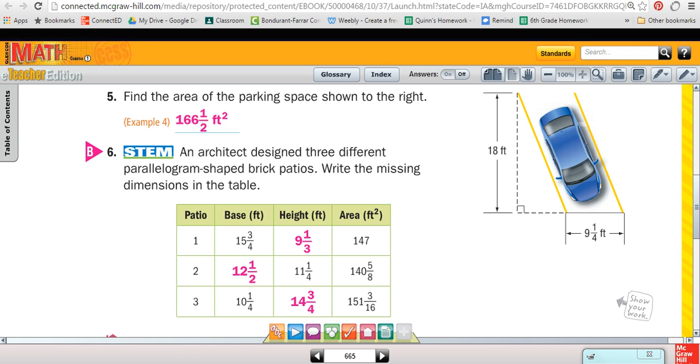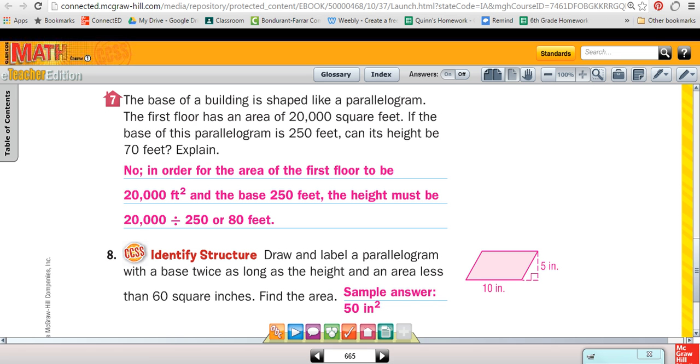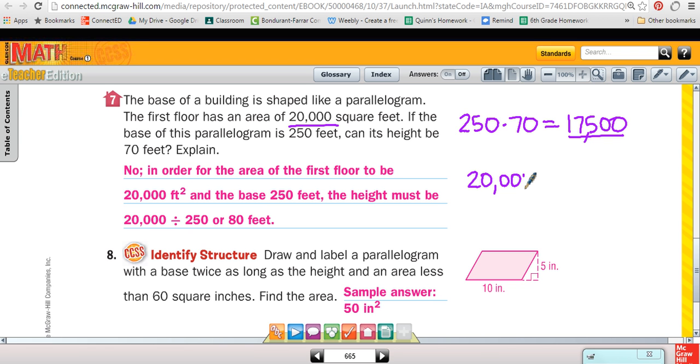Okay. The last question we did is question number 7. So in question 7, there were 2 ways you could approach this problem. Okay, one way, you could have figured out the area. So you could have gone, I'm going to take 250, that base, times the 70 that they're projecting the height to be. If I take 25 times 7, I get 175. If I add those 2 zeros, it'd be 17,500. Well, 17,500 doesn't match up with the square feet of 20,000, so that would be one explanation. Or you could have done the area, 20,000, equals the 250h.